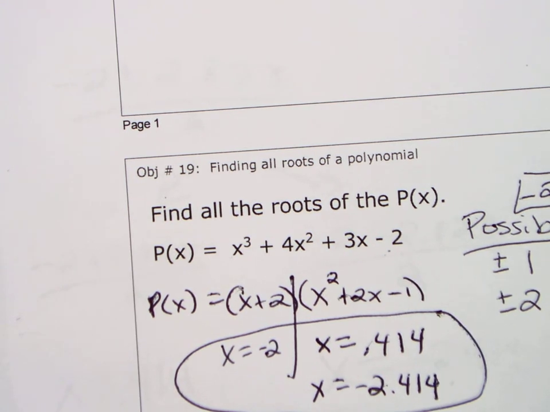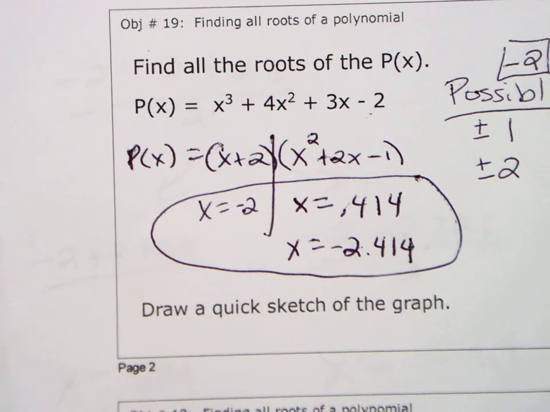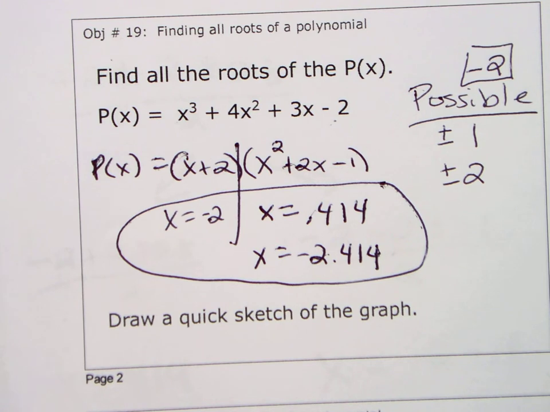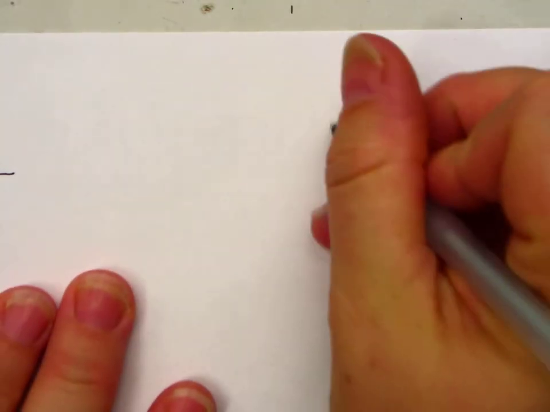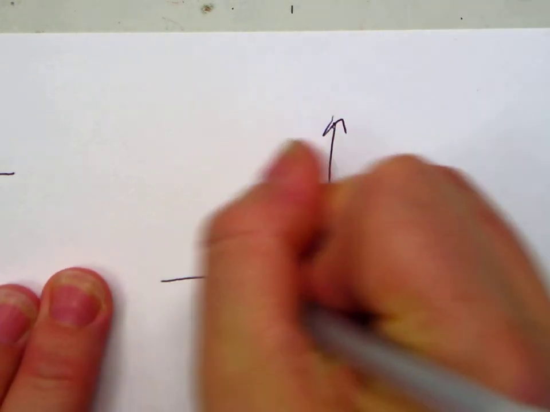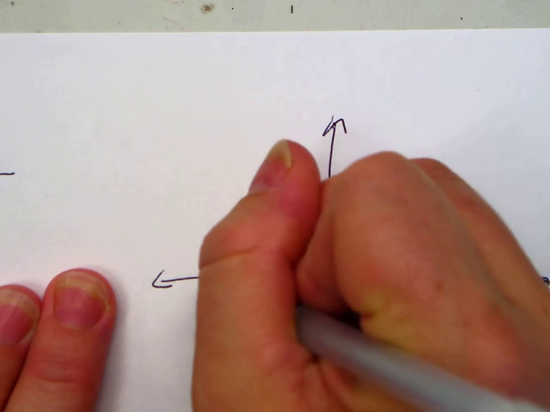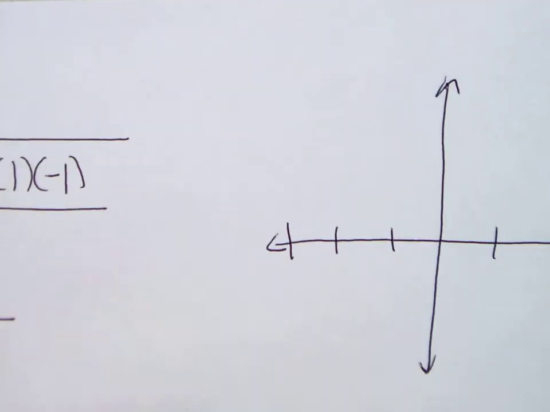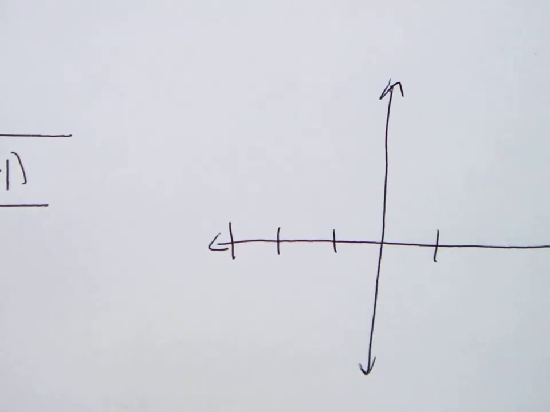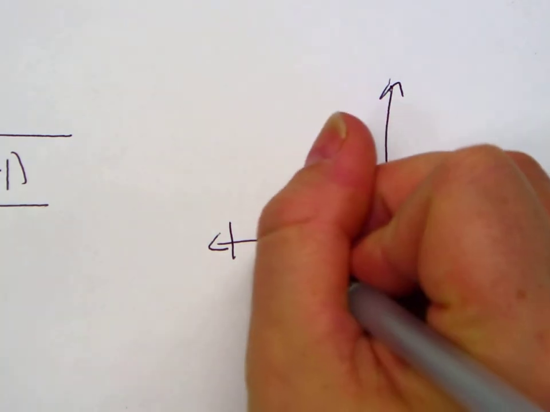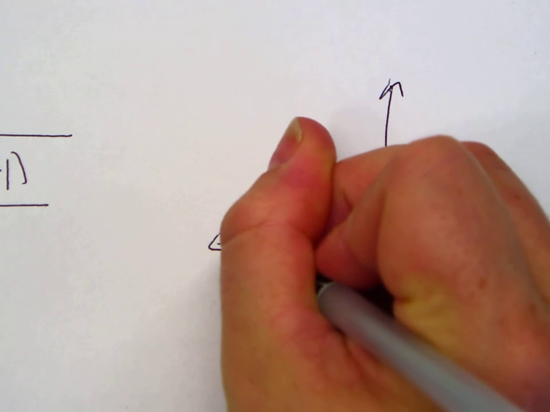Now, at the bottom, I said draw a quick sketch. I'm not asking for anything extensive. We will be graphing, but right now I said draw a quick sketch. So take a piece of paper. Drawing my axes. My roots were negative 2, 0.414, and negative 2.414. Nothing intense. I'm not doing anything crazy here, guys. So 0.414 is around here, then negative 2 and negative 2.414.